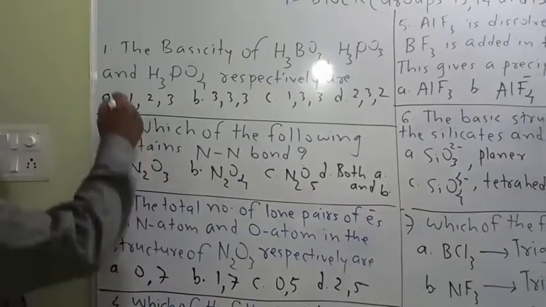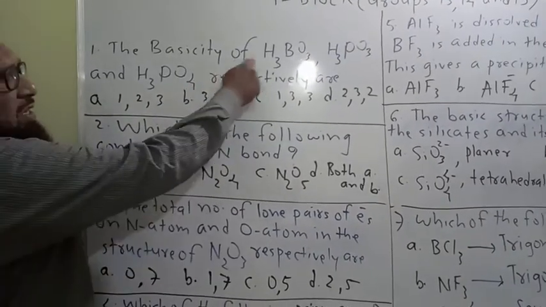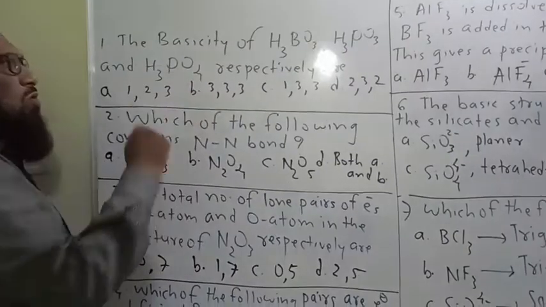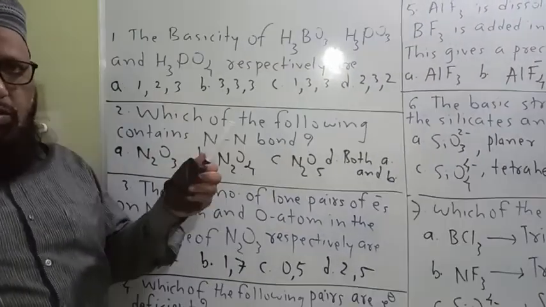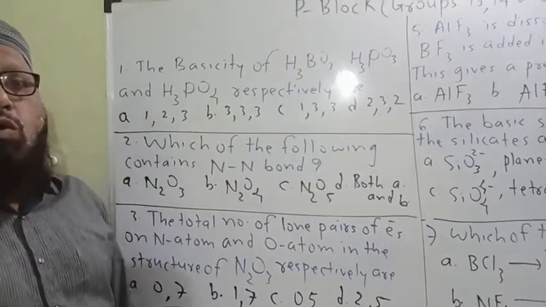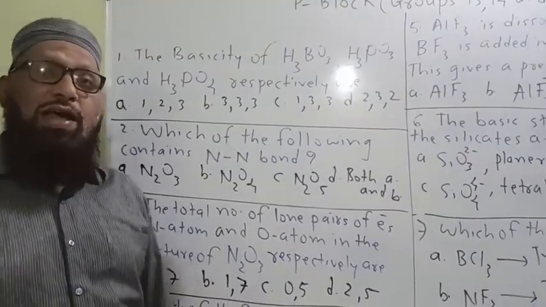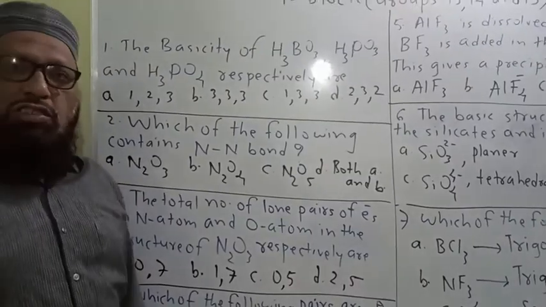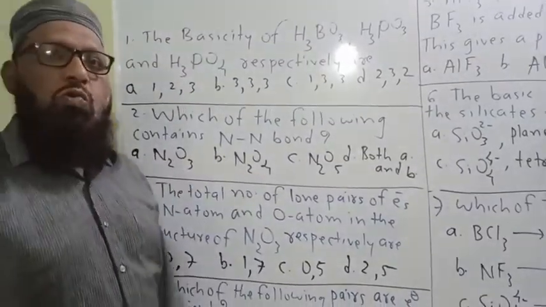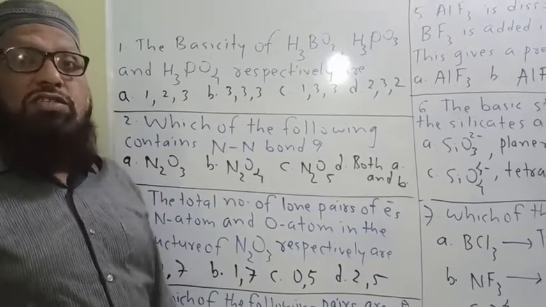Then question number 1, the basicity. H3BO3, H3PO3, H3PO4 are asked respectively. What is the meaning of the term basicity? Basicity means number of ionizable replaceable hydrogen atoms. HCl has 1 ionizable hydrogen, basicity 1. H2SO4 has 2 ionizable hydrogen, basicity 2.